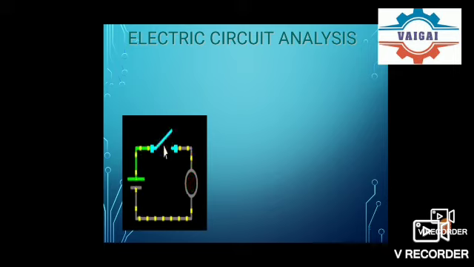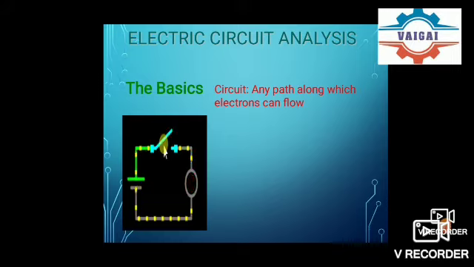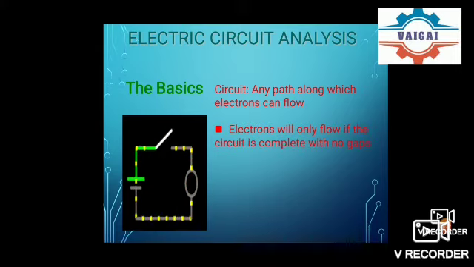Today we will see about the electric circuit analysis. What is meant by electric circuit? Circuit is any path along which electrons can flow. There are two types of circuit. One is open circuit, another one is closed circuit.